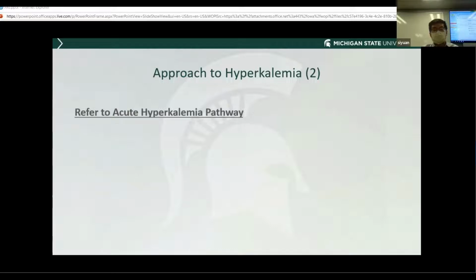Lokelma is one of the medications we use most of the time for patients with hyperkalemia. Technically, we don't really give it for anything below 5.5, and it takes time to work. So for above 5.5 to about 6, you can consider giving this, but it might take some time to get rid of the potassium.